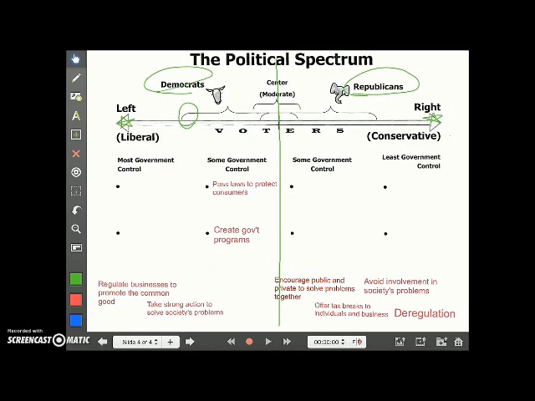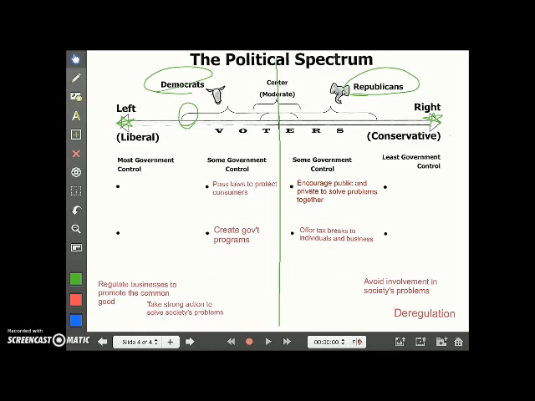On the right side of the spectrum, but pretty close to the center, Republicans will encourage the public sector and the private sector to work together to solve problems. So this is the government working with perhaps a tech corporation to solve a major technology problem at the state or local level. Furthermore, Republicans will want to offer tax breaks to individuals and businesses to promote private investment rather than public investment. So these are considered very moderate policies.